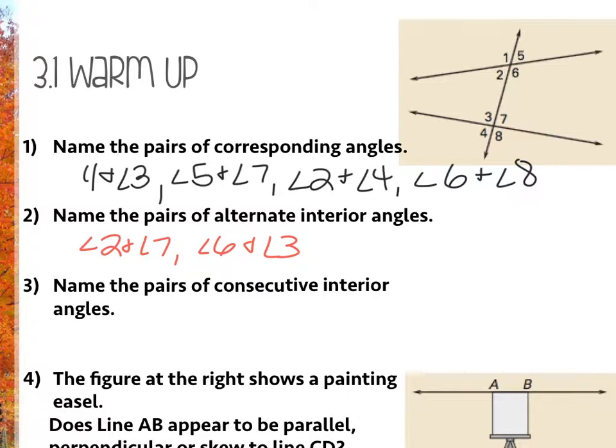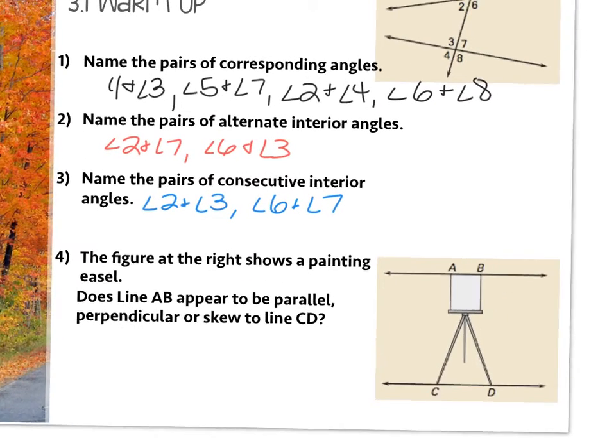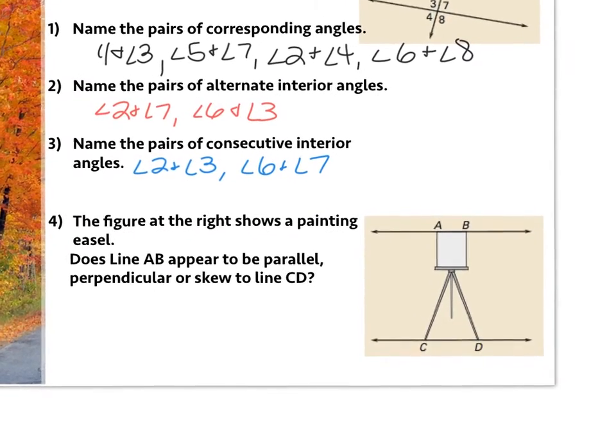Okay, number 3, name the pairs of consecutive interior, same side interior. Angle 2 and angle 3. Alexis. 6 and 7. Angle 6 and angle 7. Good. Okay, number 4 says the figure at the right shows a painting easel.